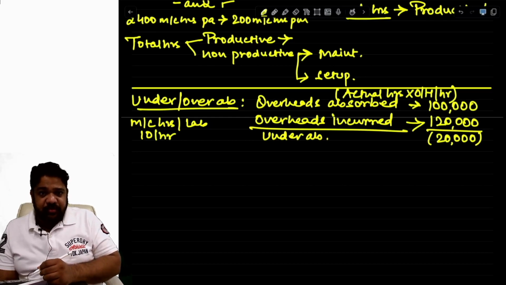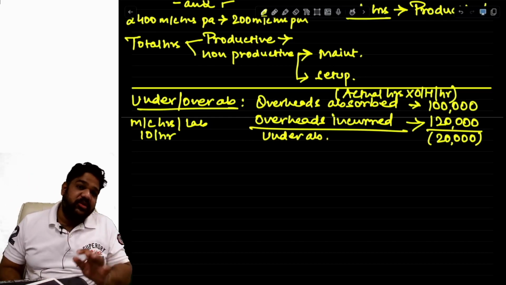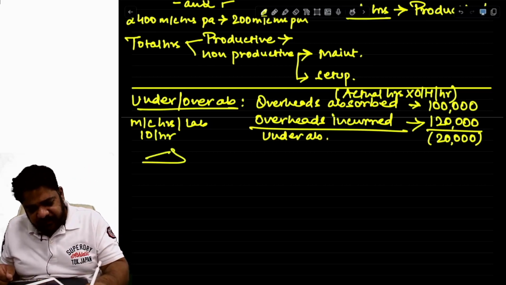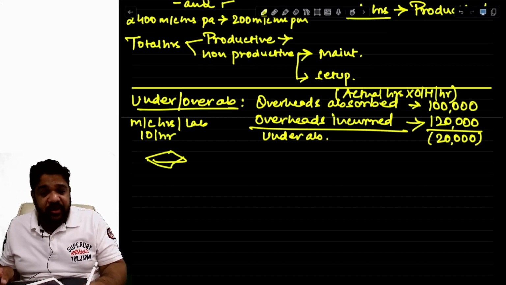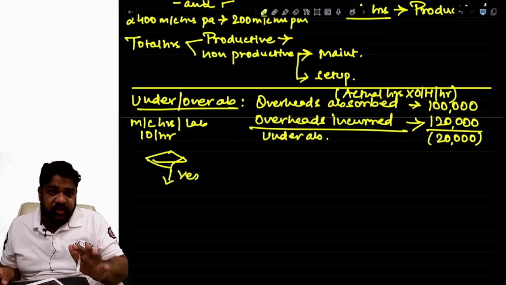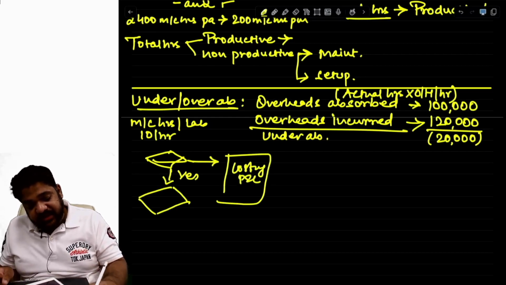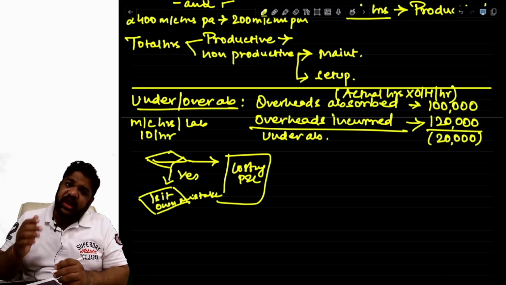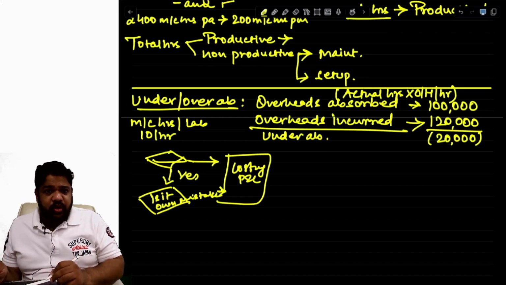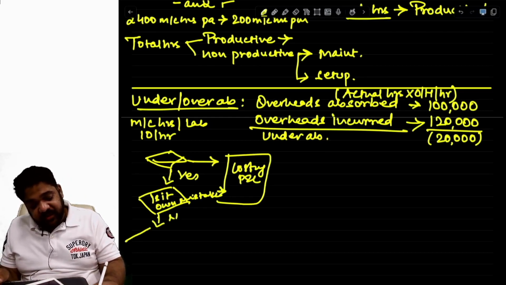If you find an under absorption, you will first have to find out, is the amount significant? I'm sure you remember that flowchart that we did. If the answer is no, you can transfer it to costing P&L. The next question you ask is, is it due to our own mistake? If the answer is yes, again transfer the amount to costing P&L. If the answer is no, then you create a supplementary rate.